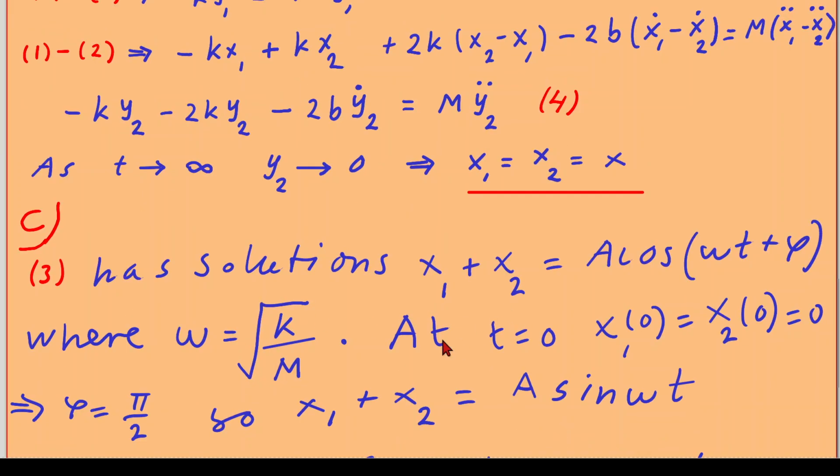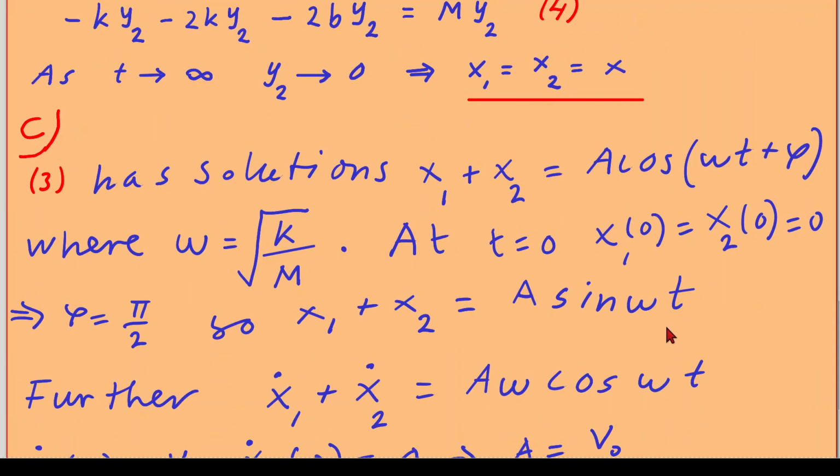And then we got some initial condition in the problem text that from the beginning, both x1 and x2 are 0. Okay, so then the sum here is 0 at t equal 0. So if this is going to be 0, what you have is a cosine phi, and the solution is if phi equals pi half, then it's 0. So that's what you get here. And if it's pi half, then this cosine reduces to the sine function instead. So x1 plus x2 equals a sine omega t.